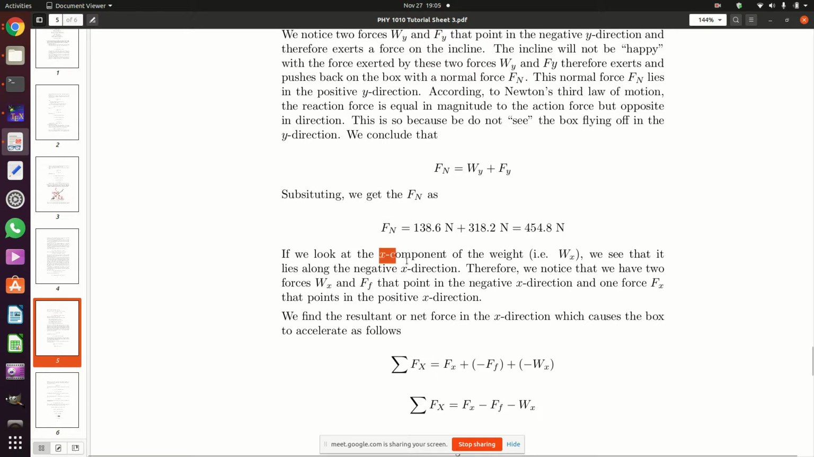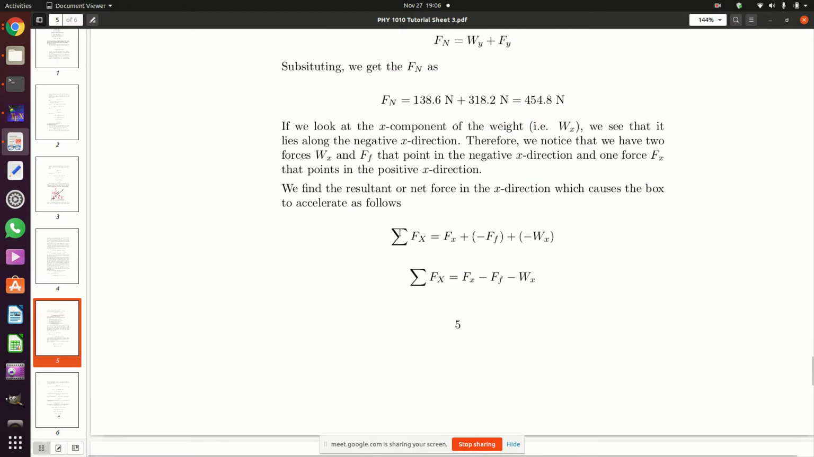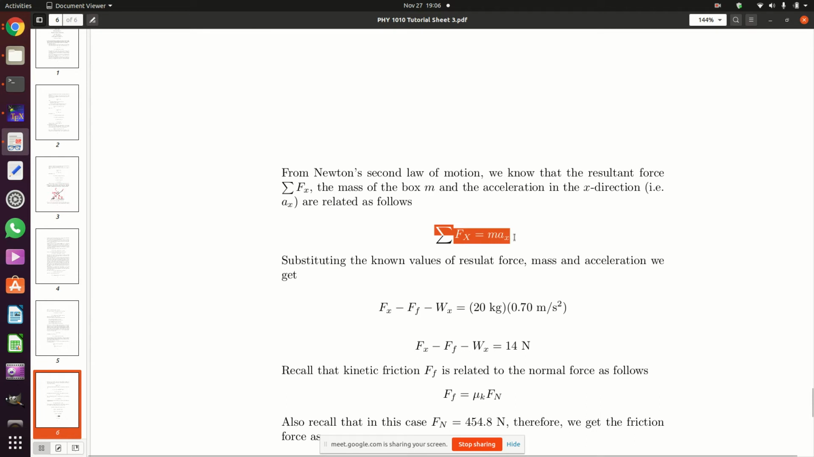Then we moved on to the x direction. In the x direction, there is the friction force, pointing in the negative x direction. Wx is pointing in the negative x direction. There is this Fx, pointing in the positive x direction. Therefore, the resultant force in the x direction is the x component of the pushing force, plus this friction force which is negative, and this which is negative, and we ended up with this. We know how much Fx is, we know how much Wx is, and we put them like this.